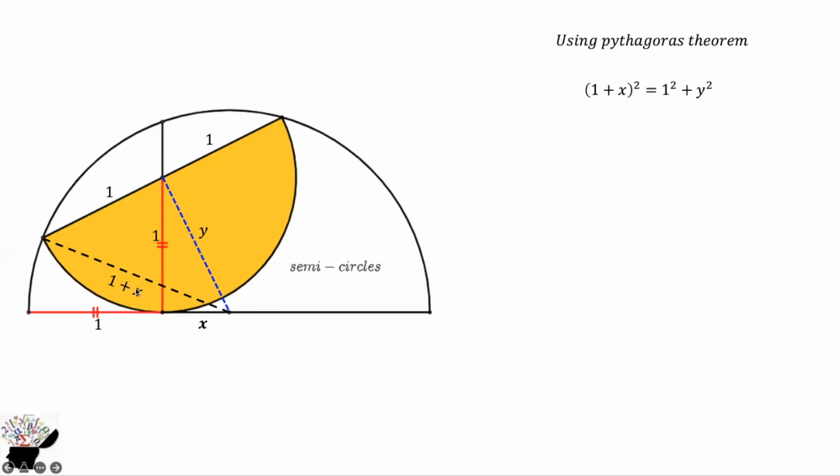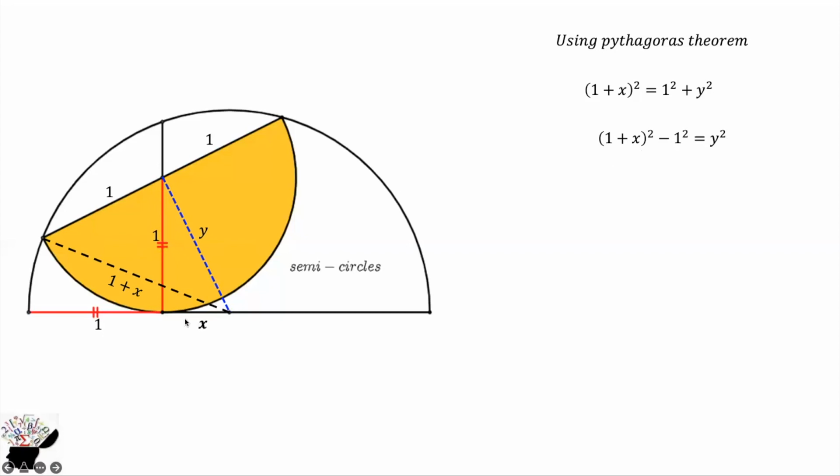So (1 plus x) all squared is equal to 1 squared plus y squared. That is the bigger triangle. So we can make y the subject here. So we are going to get 1 plus x. We can subtract both sides by 1 squared. So we are going to get (1 plus x) all squared minus 1 squared is equal to y squared, right? That is the first one.